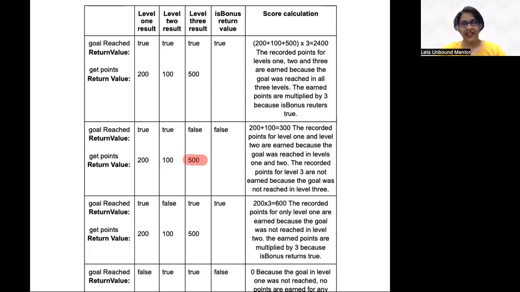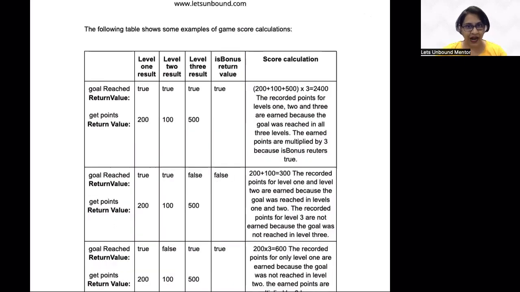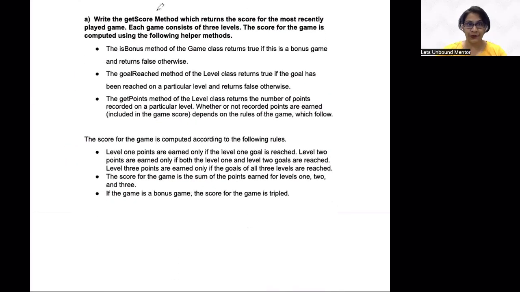Okay. Now, let us try to understand what we are expected to do. Well, this question is divided into 2 parts, part A and part B. We have to provide the solution for both of them. In part A, we have to write the implementation of getScore method. Let me change my marker. Okay, so we have to implement getScore method keeping all these rules in mind.